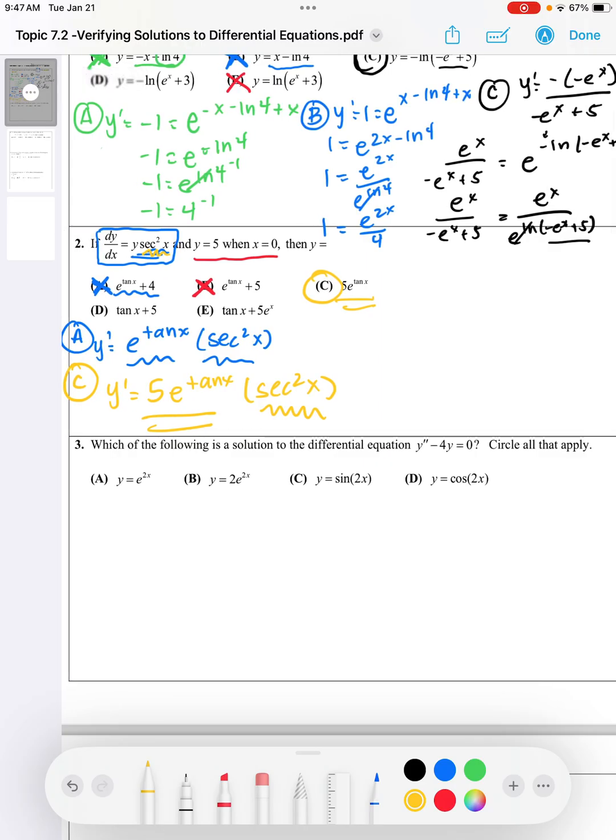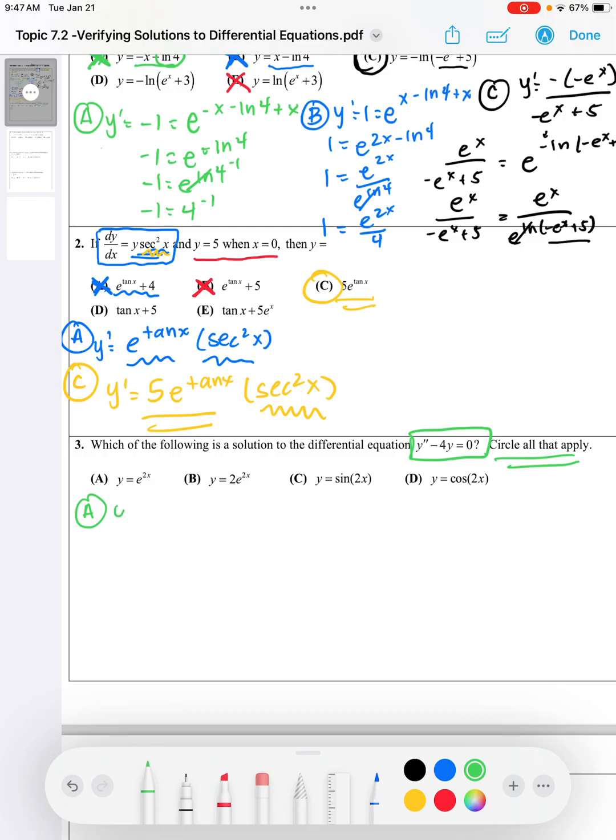Okay, 3 is, which of the following is a solution to the differential equation y double prime minus 4y equals 0? So this is the template we're trying to fit everything into. But this isn't multiple choice. Now it's going to be circle all that apply. So let's get started taking some derivatives.